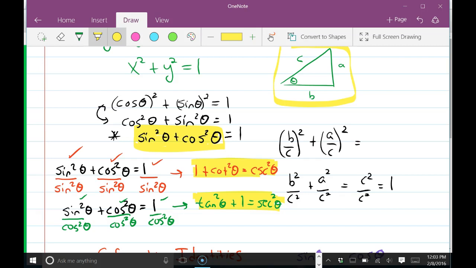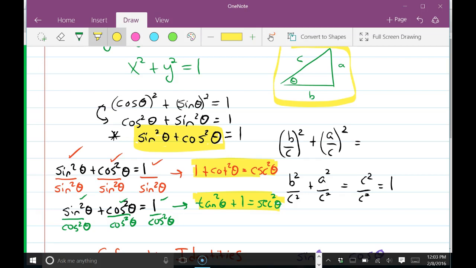So the first one is sine squared plus cosine squared equals 1. The next one is 1 plus cotangent squared always equals cosecant squared for any angle. And the third one is tan squared plus 1 equals secant squared. If you remember the first one, and that you can divide by either of the functions to get the other two, it's pretty simple.